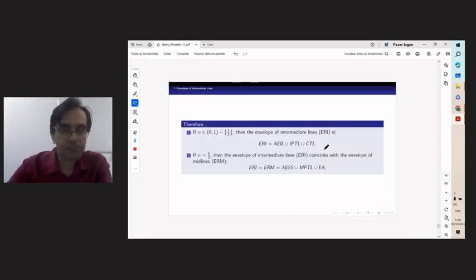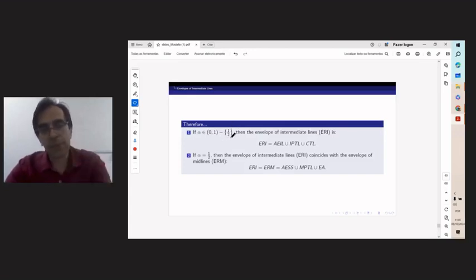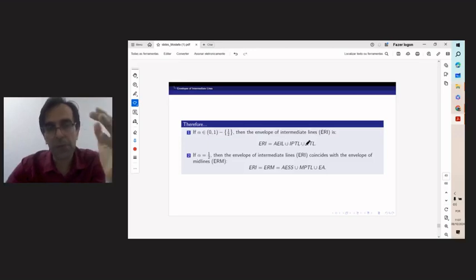Well, finally, we can say that in our case, when we have an intermediate line, alpha is not the midpoint. The envelope of the intermediate line is the union of these 3 curves, of which the third one is exactly the curve itself. But in the case of midlines, we have these 3 in the union.